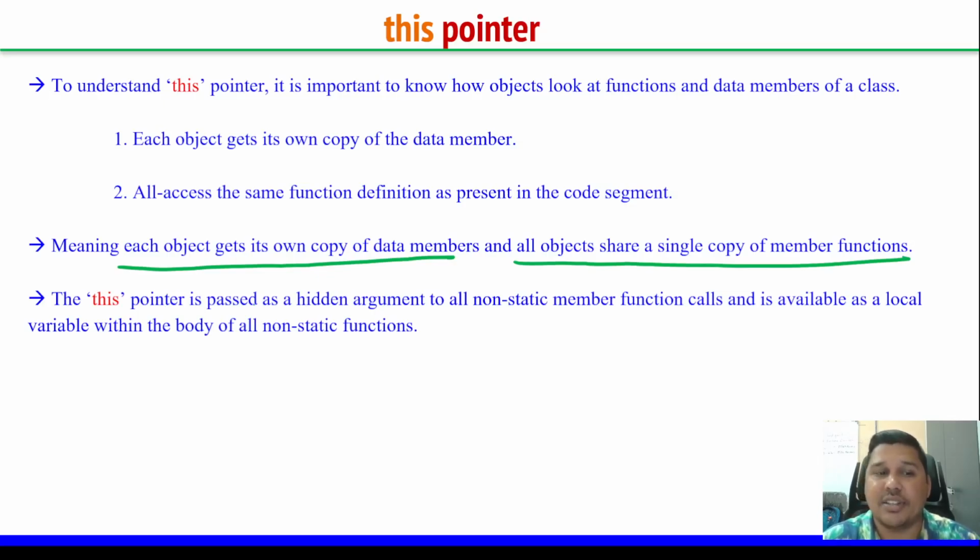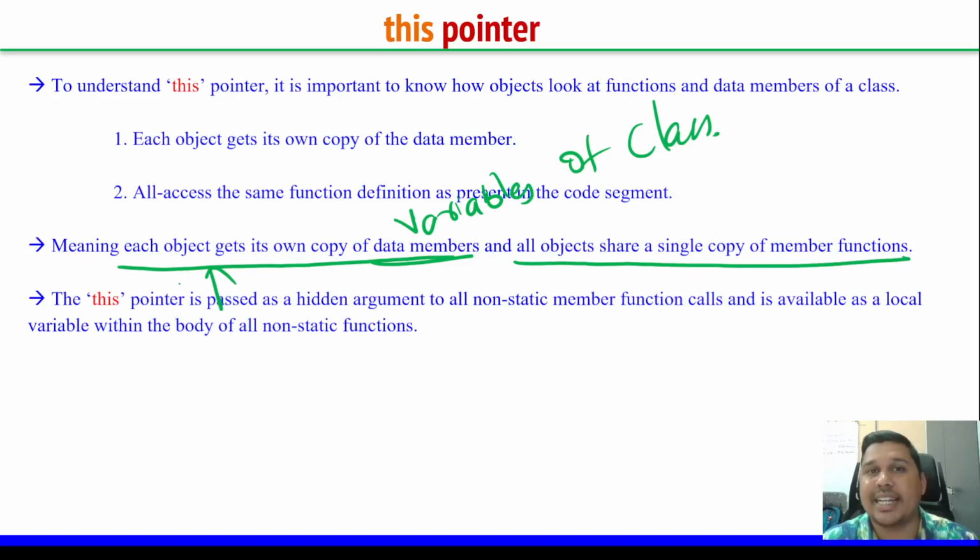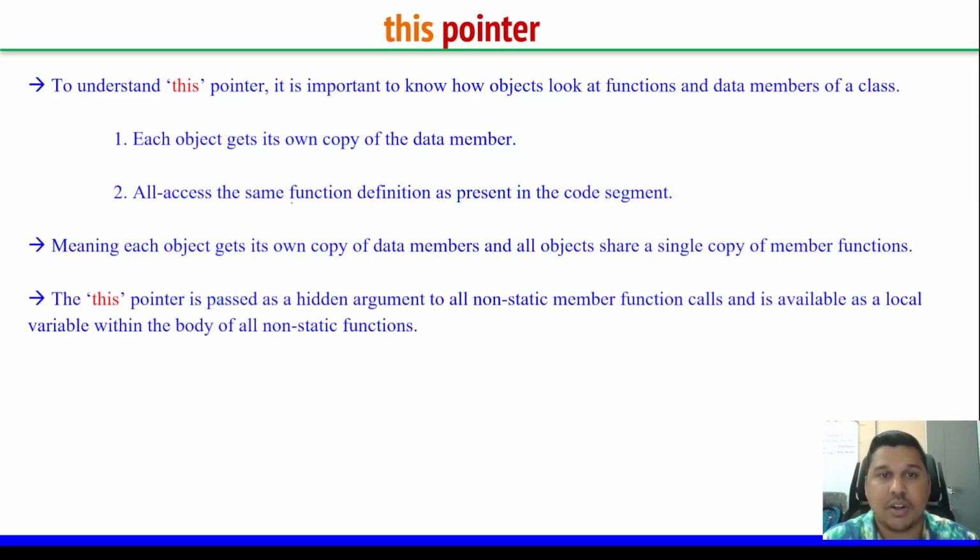So every object is getting a separate copy of the variables. Data members means variables of the class. Now what is this pointer? This pointer is passed as a hidden argument to all non-static member functions.